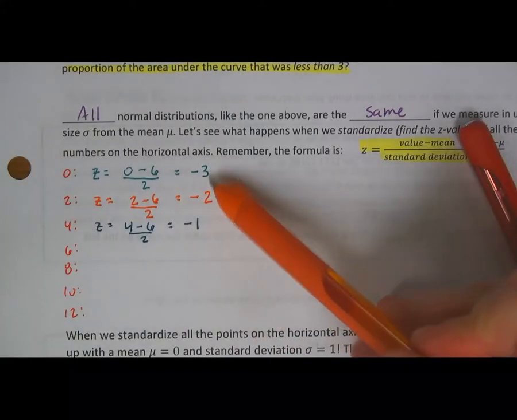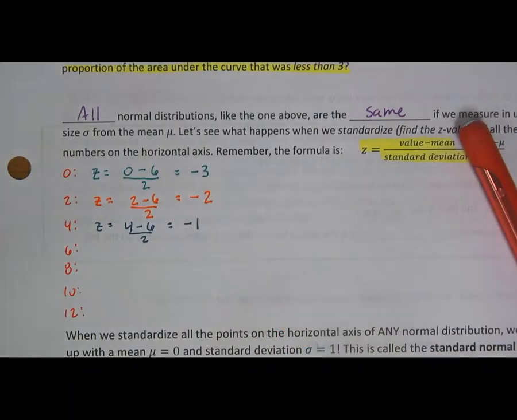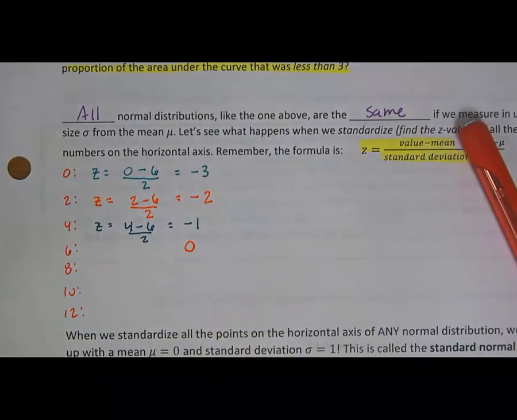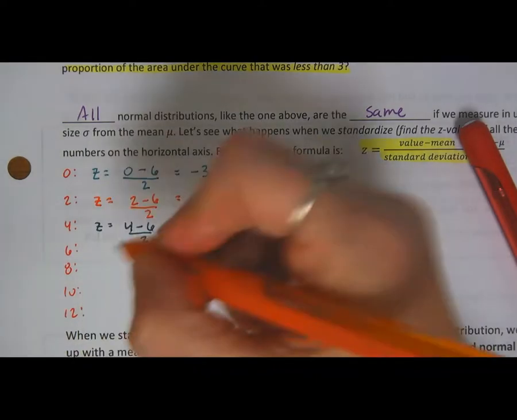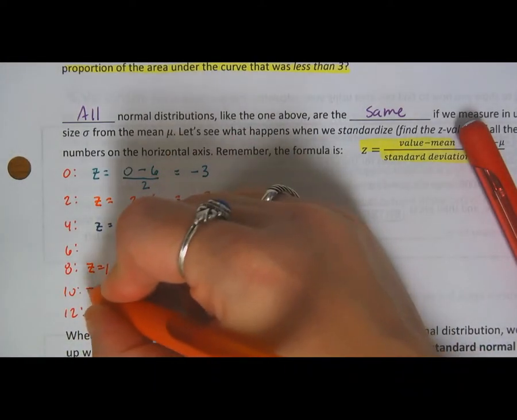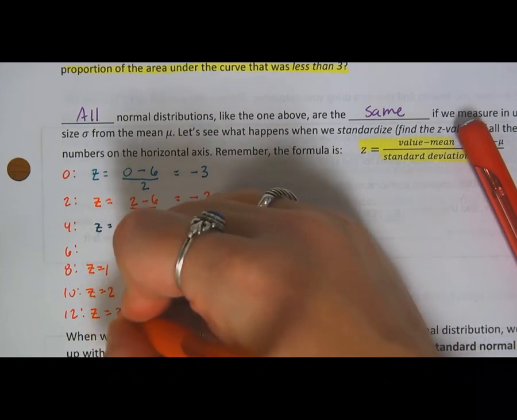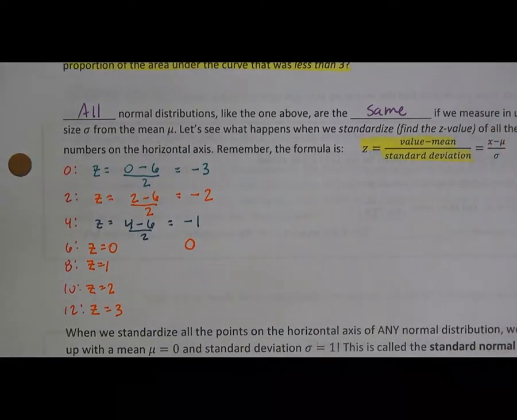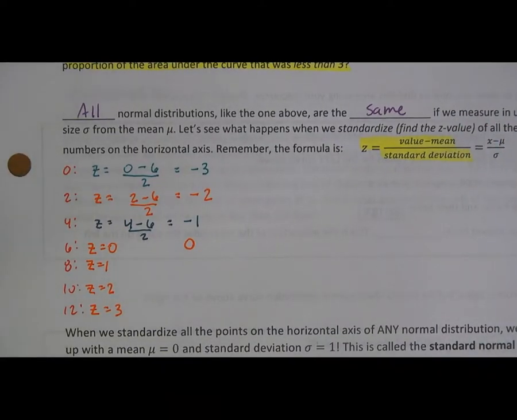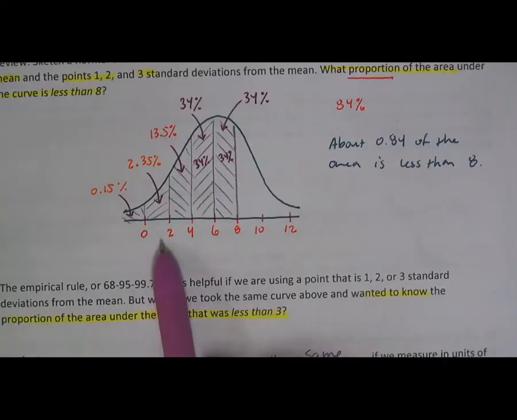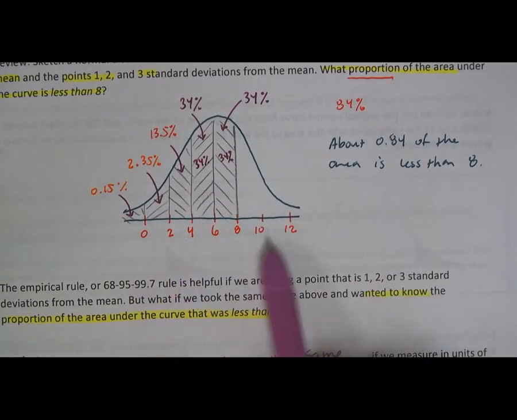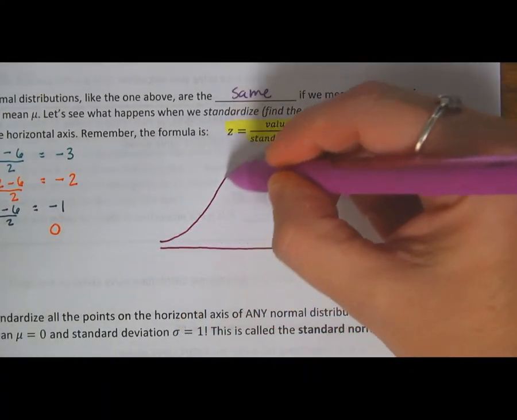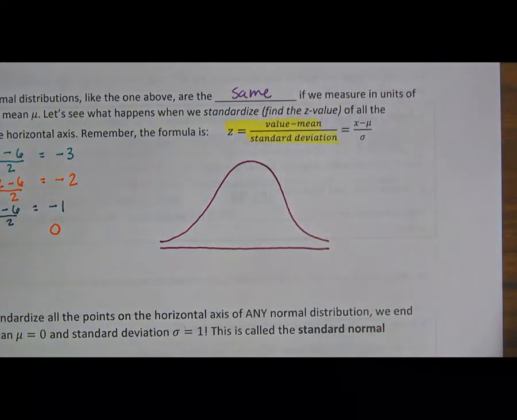Look at our answers. -3, -2, -1. What do you think the next one's going to be? It's going to be 0. What do you think the next one's going to be? 1, and then 2, and then 3. Here's what we did. We took this information, 0, 2, 4, 6, 8, 10, 12, and we standardized it. That's how you would say it. We standardized it into what's called a standard normal curve.